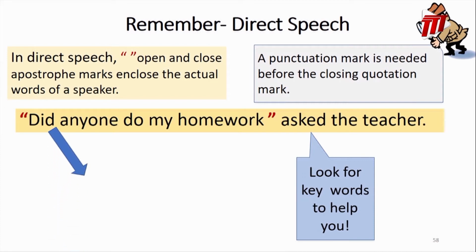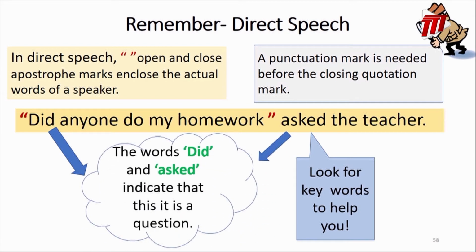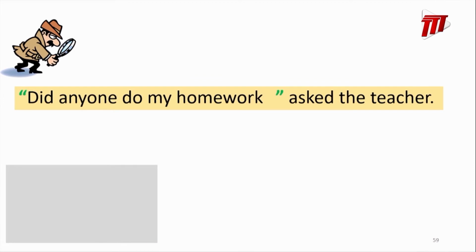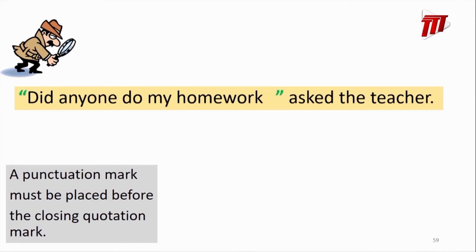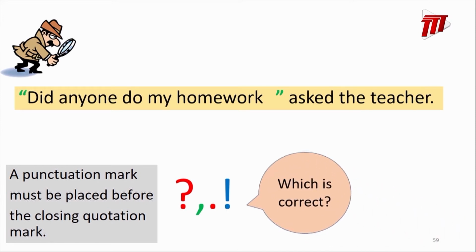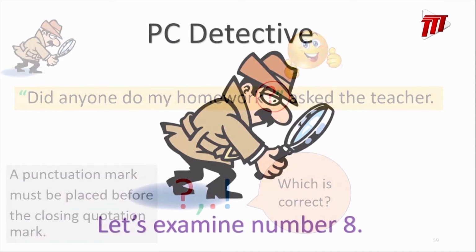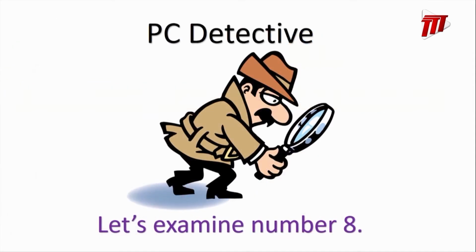So we know that that's a question. "Did anyone do my homework?" So you know that's a question as well. All right. So the words did and asked indicate that it's a question. So a question mark was missing. A punctuation mark must be placed before the close quotation, as I said. So our question mark was missing. We know that because we're asking a question. Good. So there we have it. Our first punctuation mark, you write it in your passage.